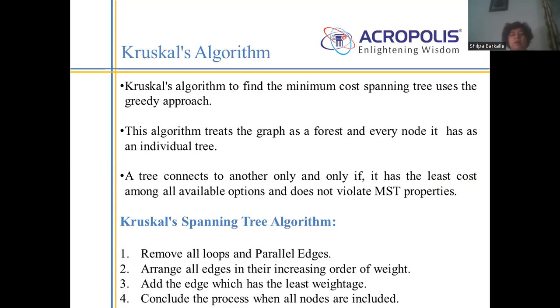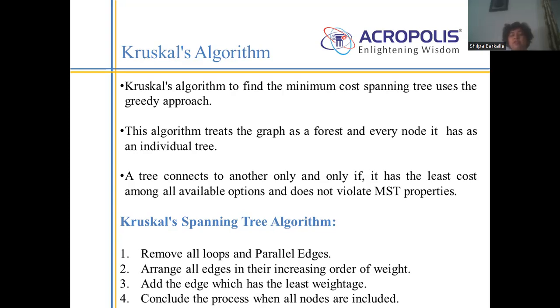As in this particular algorithm, we are trying to find the minimum cost. That's why we will find the global minima by finding the local minima at each stage. This approach will become clearer when we look at an example of Kruskal's algorithm.